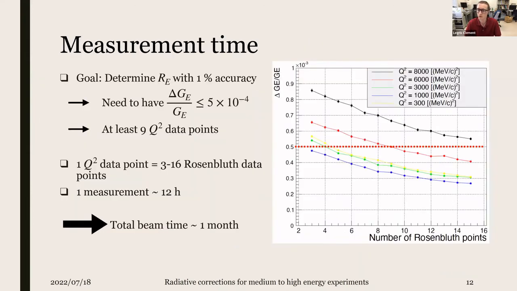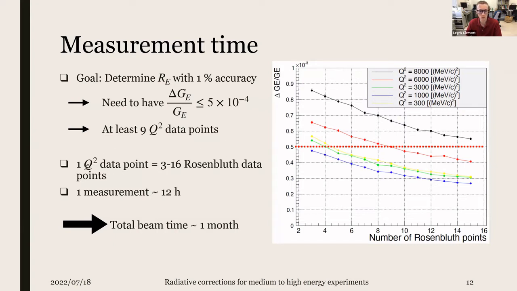And so the goal of this experiment is to measure the proton charge radius with 1% accuracy. We found that we need to have a precision on the electric form factor that is lower than 5 times 10 to -4 to achieve it, with at least 9 Q² data points. So this will be pretty hard. And this is with the assumption that we will be able to obtain the cross-section with 10 to -3 accuracy, which is already a challenge.